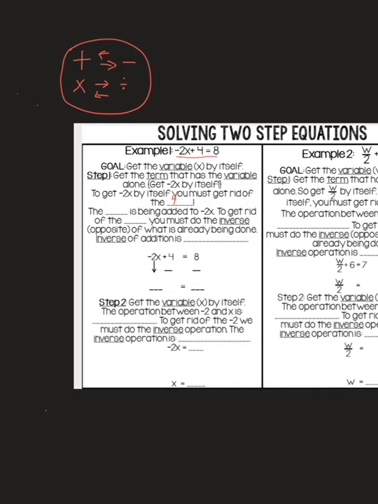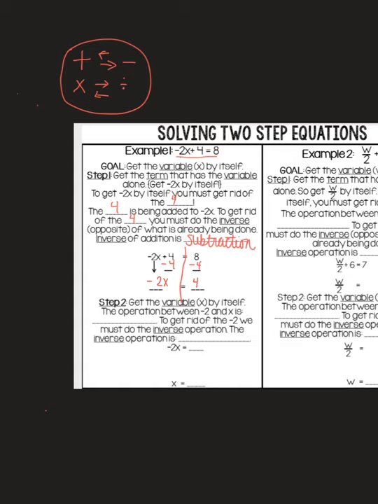Okay, currently the 4 is being added to the negative 2x. So to get rid of that 4, we must do the inverse operation of addition, which is going to be subtraction. Okay, so we talked last video about breaking that equation into two parts. So we're going to start with this 4. We're going to do minus 4 here, minus 4 here, which is going to give us negative 2x equals, and then 8 minus 4 is going to give us 4.